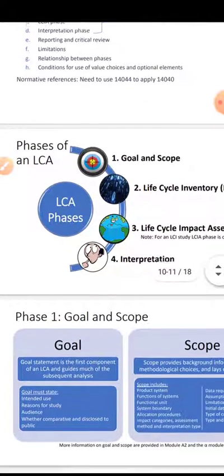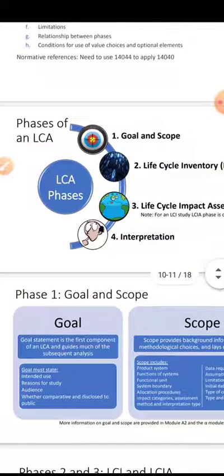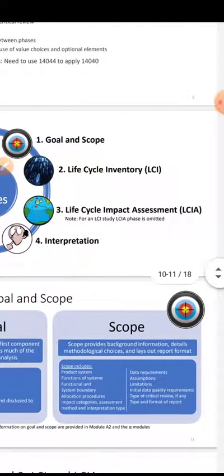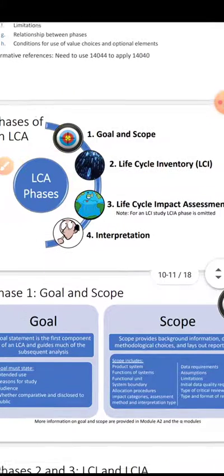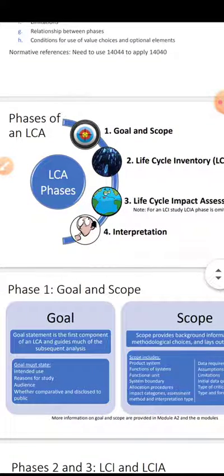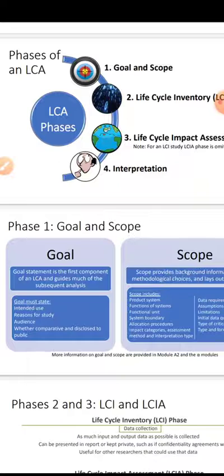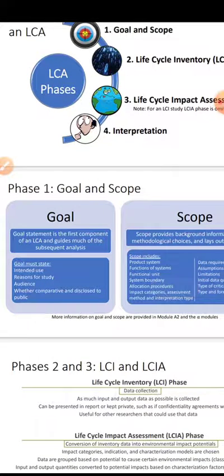Here are the phases of an LCA, including goal and scope, life cycle inventory, LCI, life cycle impact assessment, and then its interpretation. All these are the LCA phases. So as far as the first phase is concerned, about the goal, the goal statement is the first component of an LCA and guides much of the subsequent analysis.